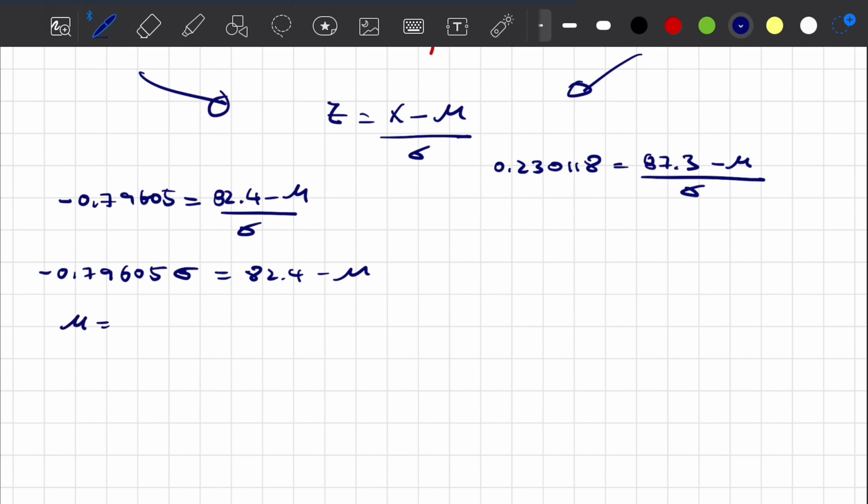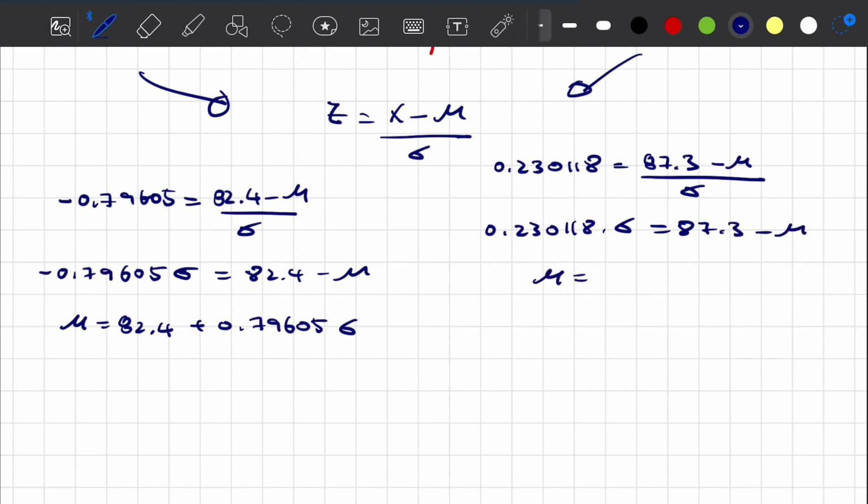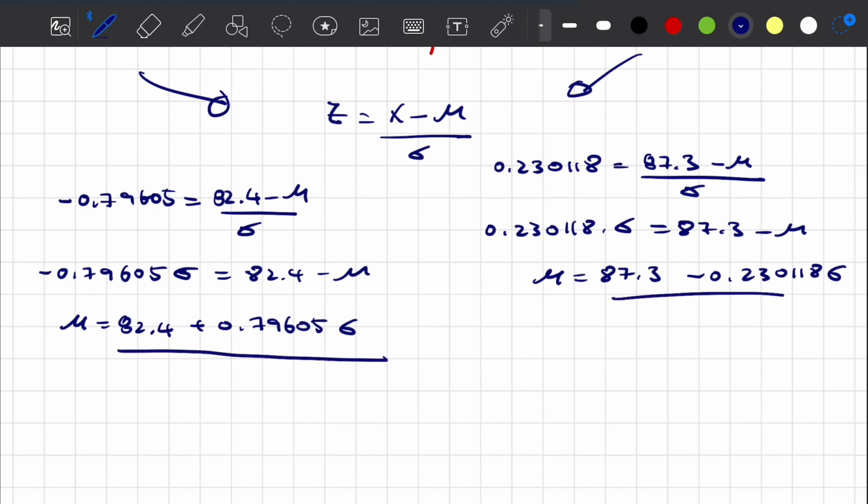Then the mean value is equal to 82.4 plus 0.79605 standard deviation. And for the second part, it is equal to 0.230118 times standard deviation equals 87.3 minus mean. Then mean value is equal to 87.3 minus 0.230118 standard deviation. Since we know that both equations are actually equal to mean, right?